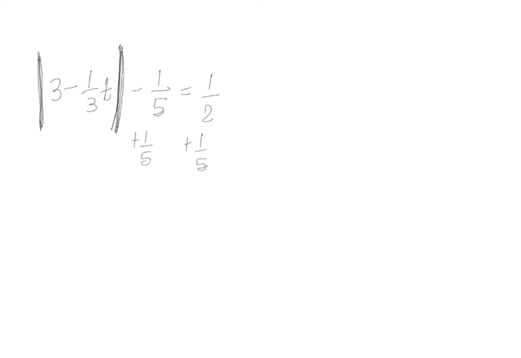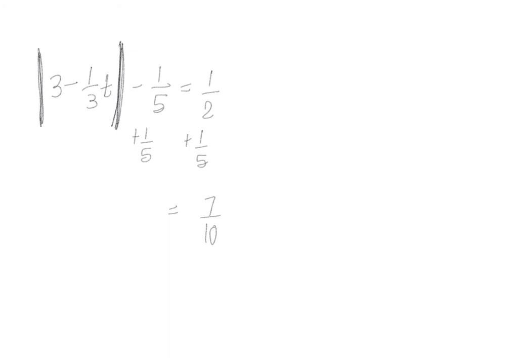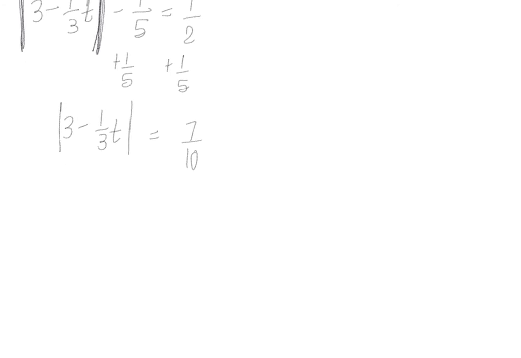And our calculator can do this nicely for us. You just want to put 1/2 plus 1/5, and put your fraction in parentheses, basically, in the calculator, and you can change that decimal that it gives you into a fraction. Anyway, we get 7 over 10 when we do that, and that will equal the absolute value of 3 minus 1/3 t.